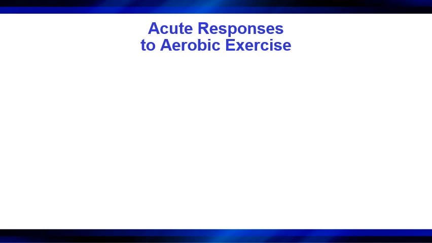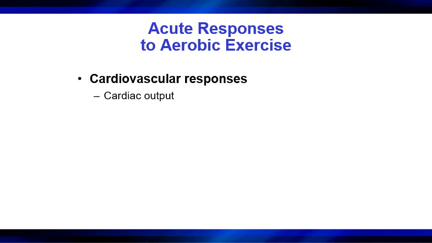If we look at the acute responses, meaning what happens immediately when you start, say you go out and do a low intensity steady state jog, what's your acute response? We look at the cardiovascular responses. Well, cardiac output: you go from rest to steady state aerobic exercise, and your cardiac output initially increases rapidly. Then, over time, it still increases, but more gradually, and eventually you reach a plateau. In other words, if you start jogging at a low intensity steady state, your cardiac output will rise pretty quickly, then continue to rise more gradually, and eventually reach a plateau.